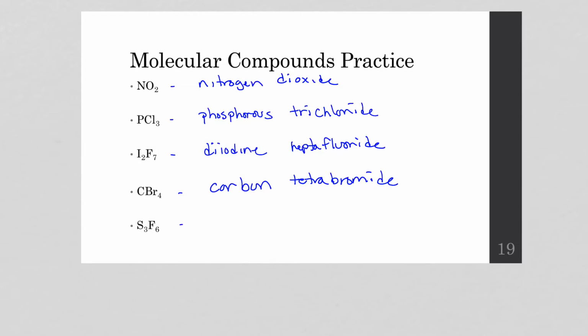We have 3 of them, so we got trisulfur. And next element, we have 6 of them, so that's hexa. And it's fluoride, so the fluorine becomes fluoride. So trisulfur hexafluoride. So again, molecular compounds are usually easier for people to get the hang of once we get those prefixes down and we sort of understand the systematics here.